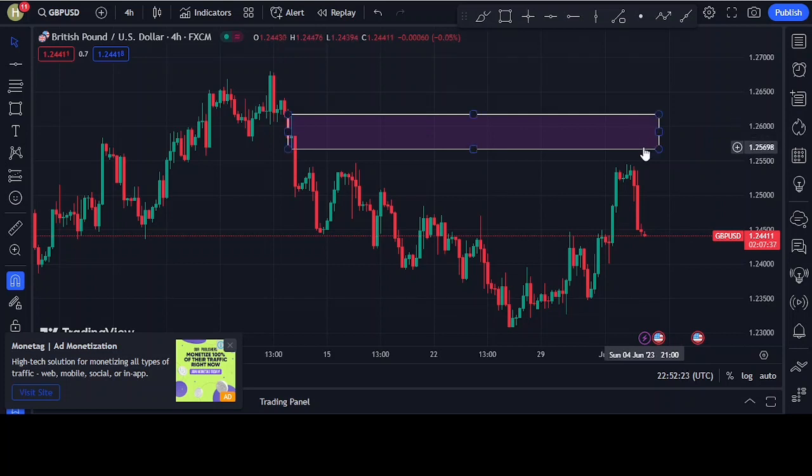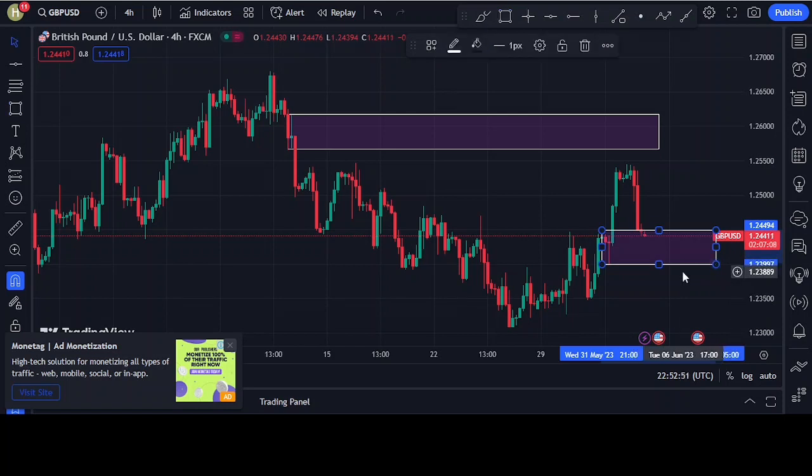Now where will our take profit be? You can say twice the zone, that is, the difference between your entry and your stop loss multiplied by 2, then around this area. Now you can see around this area, what are we having here? We have a demand zone.